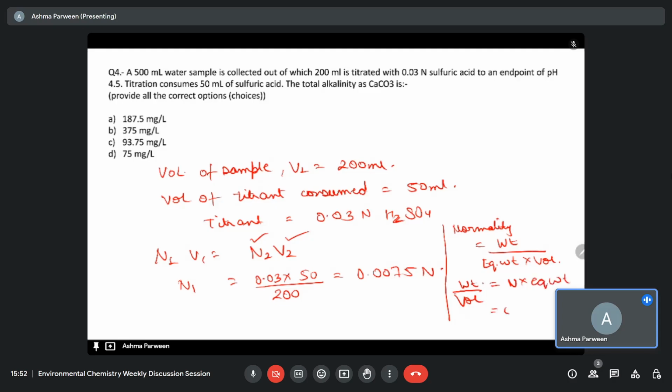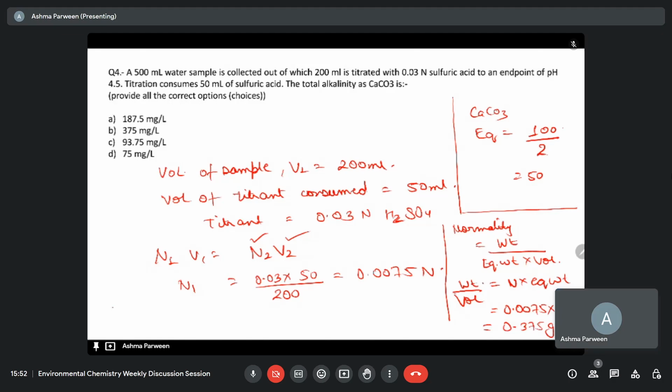We have the normality as 0.0075, and for calcium carbonate the equivalent weight will be the molecular weight, 100, divided by 2 because the charge is 2, so it will be 50. By multiplying this we get 0.375 grams per liter. So the total alkalinity is 375 milligrams per liter. Okay, option B is right.